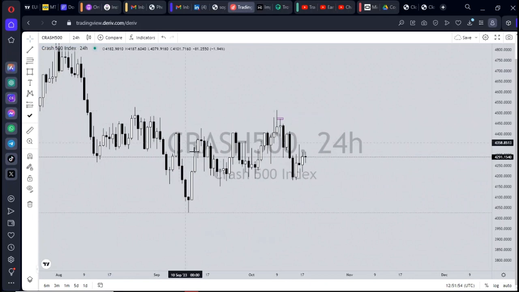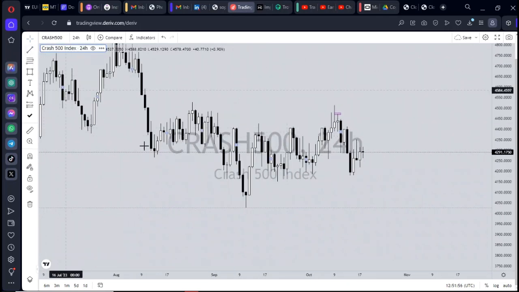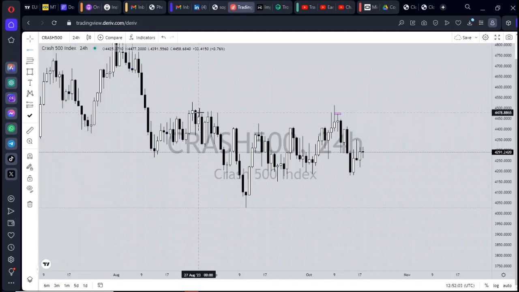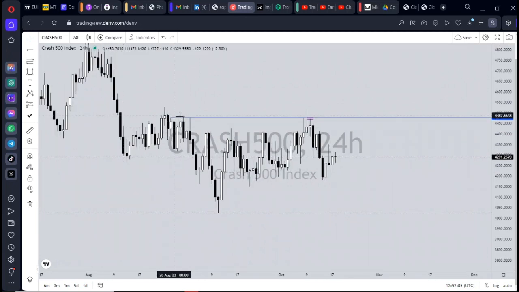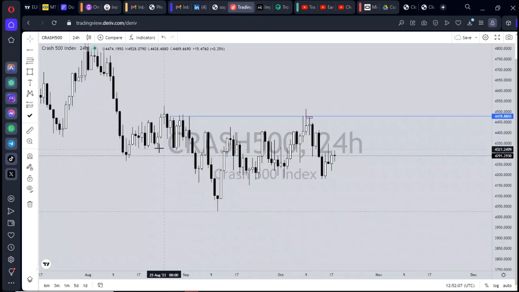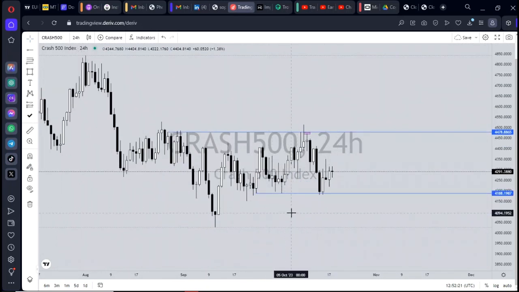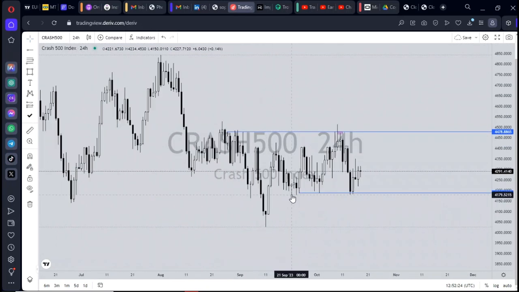We entered the ranging market right here, and if you look closely, you can see that we had an area of buy side liquidity pool right here, an area of resistance, and then we are now having this right here as our area of sell side liquidity pool, though this wasn't here before, which indicates that there are stops resting below this low.